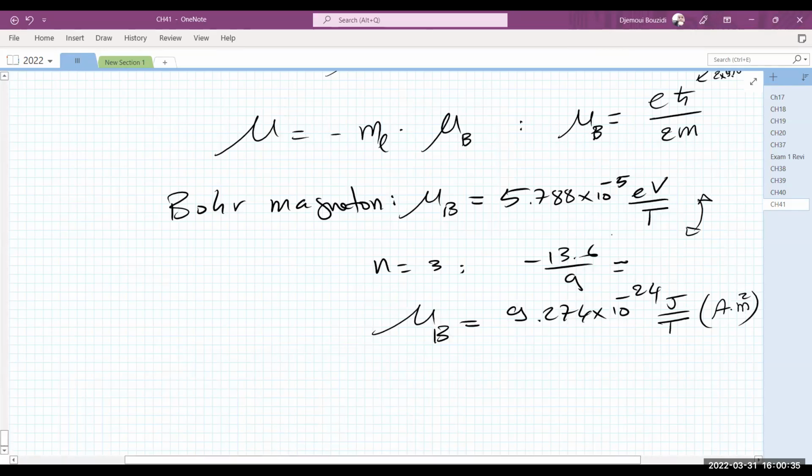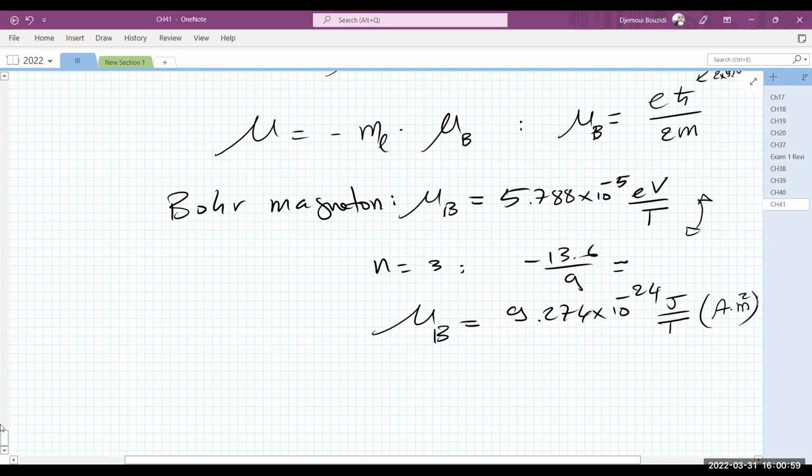But it's not this number in here. You have to make it in a different unit system. They use different units for the charge, so this is the value in ampere meter squared. So this is basically the splitting of the energy levels, and how we see them.